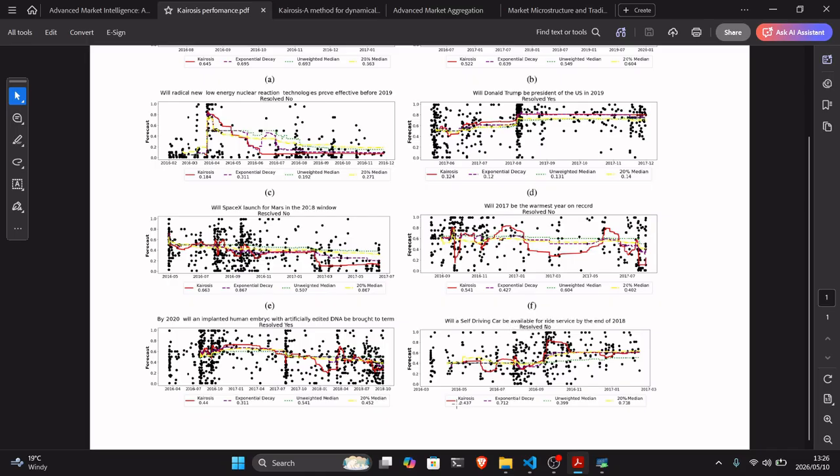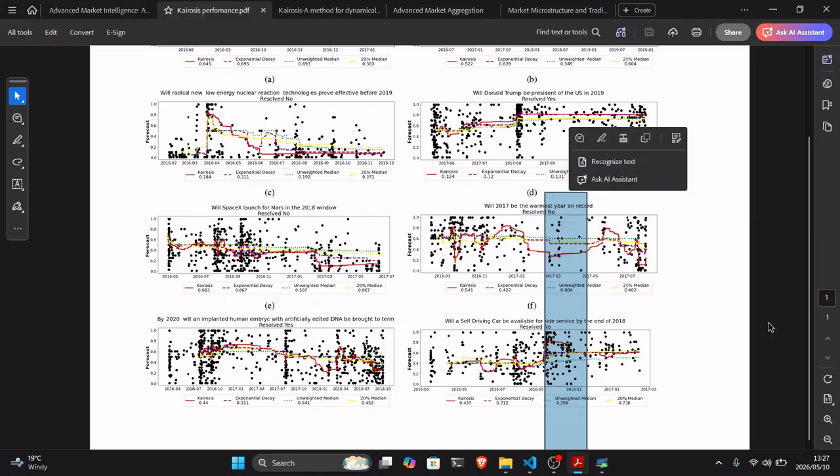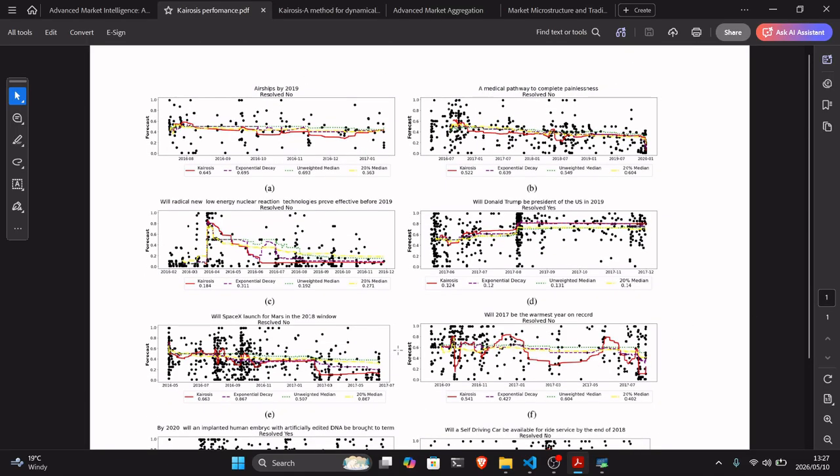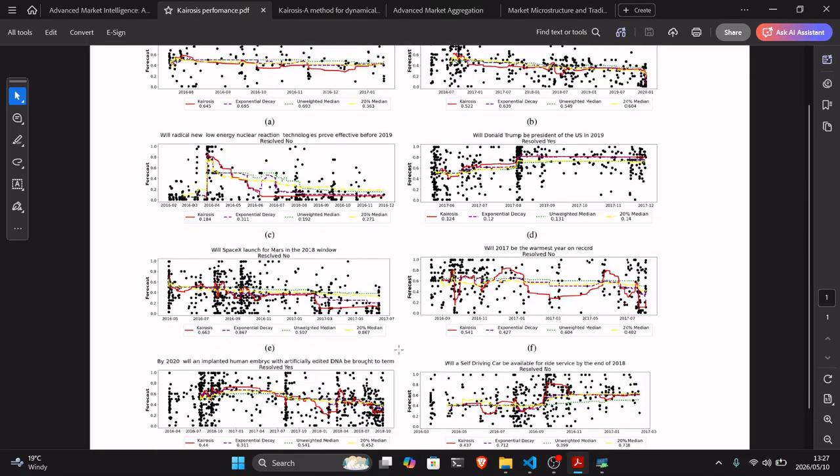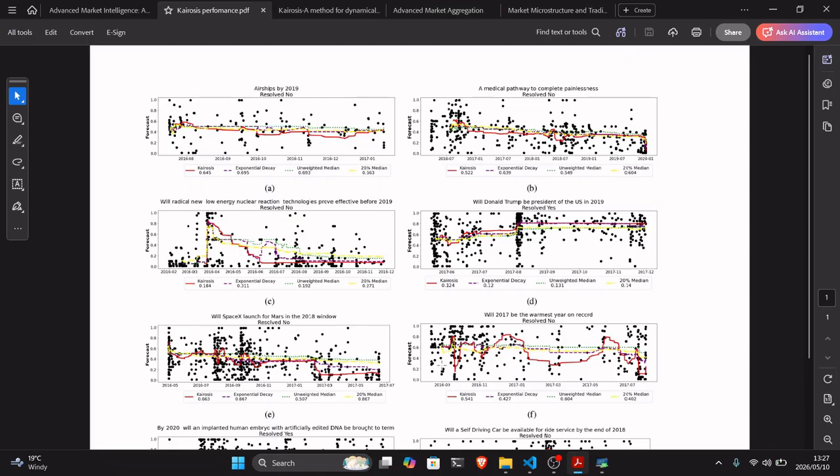Will a self-driving car be available for ride services by the end of 2018? Resolved as no. Kairosis had a 43% probability on this one. Exponential decay had a 71% probability. Unweighted median had a 40% probability. And 20% median had a 73% probability. Now, obviously, the winner is unweighted median. Second place goes to Kairosis, but this is only a handful of the benchmarks that happened. I suggest you go look at the original paper.